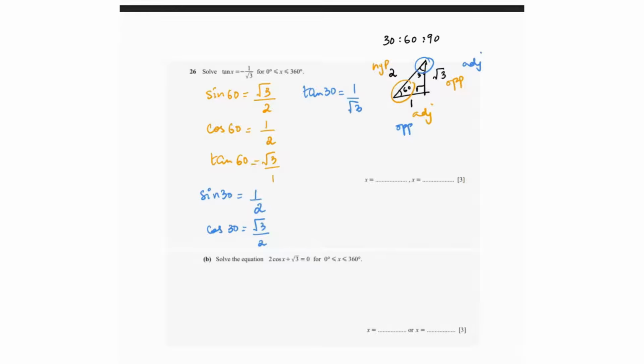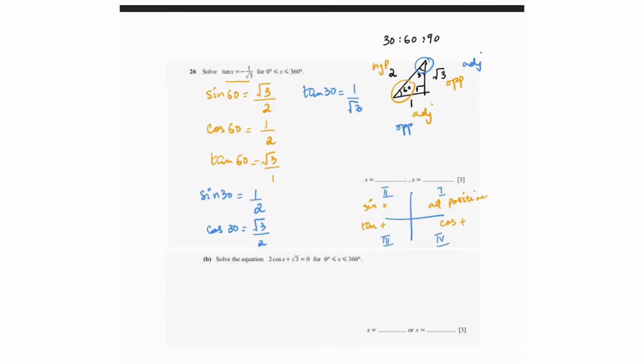Now looking at the question, it says solve tan x equals negative 1 over root 3 for values of x between 0 and 360. Now over here we're getting positive 1 over root 3. But if you draw your 4 quadrants, this is your first quadrant, this is your second quadrant, this is your third, and this is your fourth. In the first quadrant, all are positive: sine, cos, tan, all three. In the second quadrant, only sine is positive. In the third, only tan is positive. And the fourth, only cos is positive.